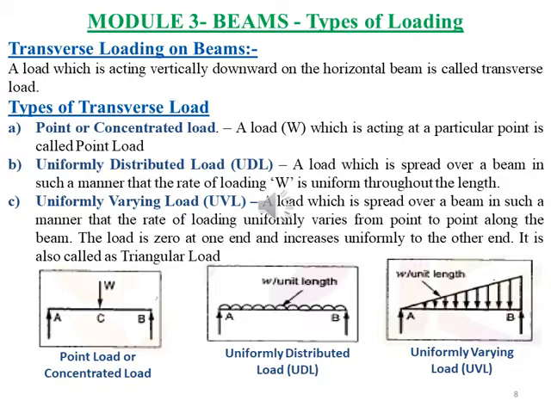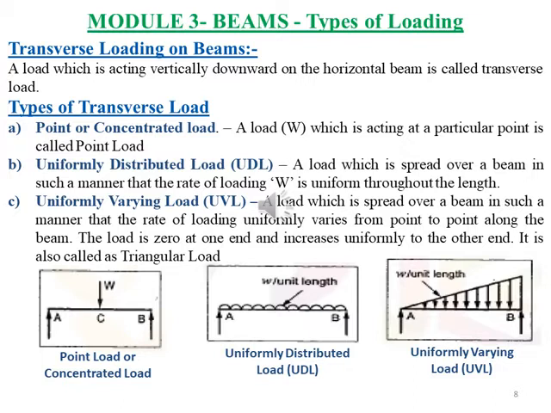Next, uniformly varying load. A load which is spread over the beam in such a manner that the rate of loading is uniformly varying from one point to another point along the length of the beam. So the load is 0 at one end and increases uniformly at the other end. It is also called a triangular load. Short form of this is UVL, uniformly varying load.